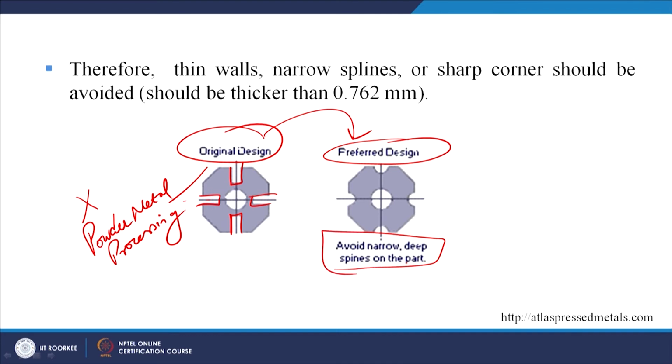So therefore thin walls, narrow splines or sharp corners should be avoided. This must be thicker than 0.762 millimeter. So we can see that we can redesign our part in order to satisfy the functional requirement as well as making it easier to be made by the process that we have selected for making our product. So therefore we can see there are a number of guidelines related to the design of the parts which are to be made by powder metal processing technique, and similarly the tolerance values are also very important.